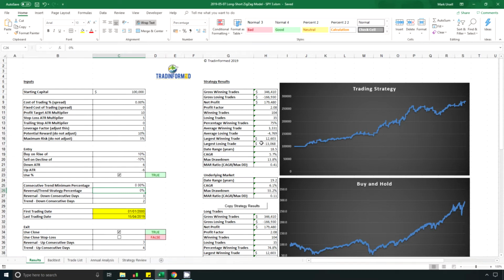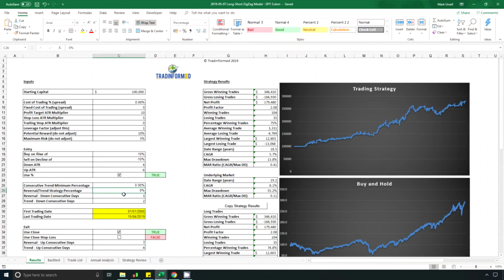If you can see over here, a few things are worth noting for the reversal trades. We've got a high percentage of winning trades over time and a relatively similar ratio of average winning trade to average losing trade. In fact, slightly higher average losing trade.